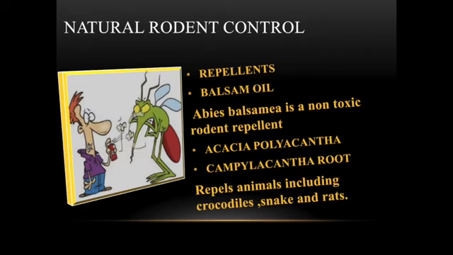Natural rodent control can be carried out by using repellents and balsam oil. The balsam oil can be prepared from Abies balsamea. It is a non-toxic, natural rodent repellent method. Acacia polyacantha and Campylacantha root are two herbal drugs which are naturally used as rodent repellents. Animals including crocodiles, snakes and rats can be repelled by using this natural repellent.